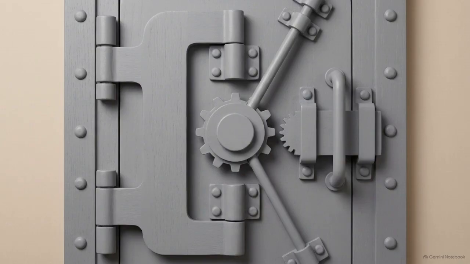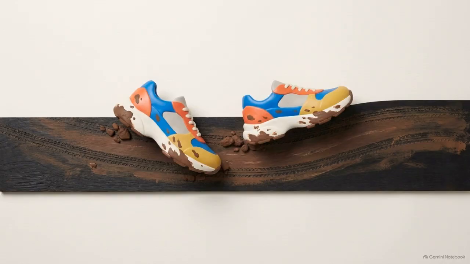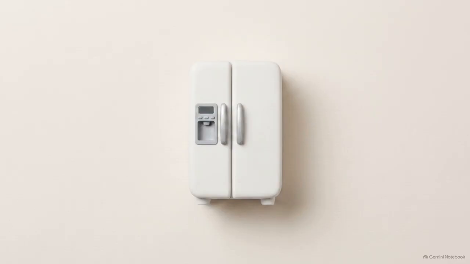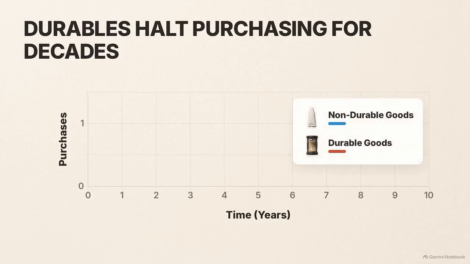On the other side of the physical spectrum, we have durable goods. These are tangible objects built to survive many uses over a span of years. These are the marathon runners: hardwood furniture, a kitchen refrigerator, or a wool rug. They are used up slowly. This chart illustrates the difference in purchasing frequency.